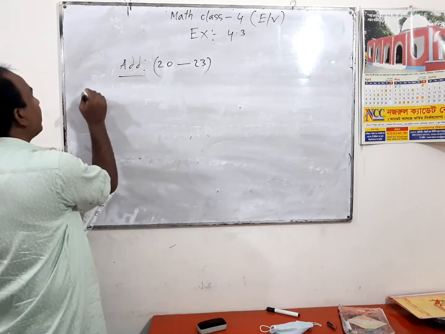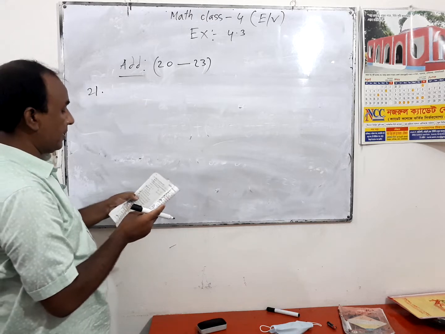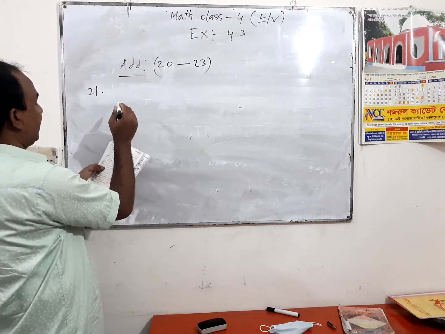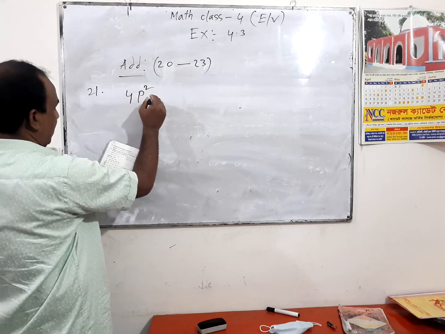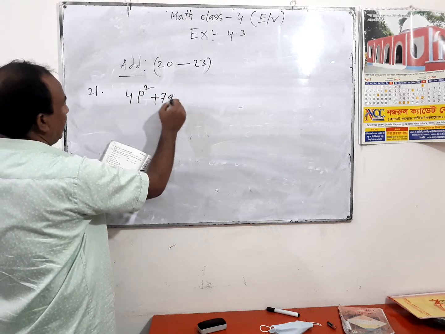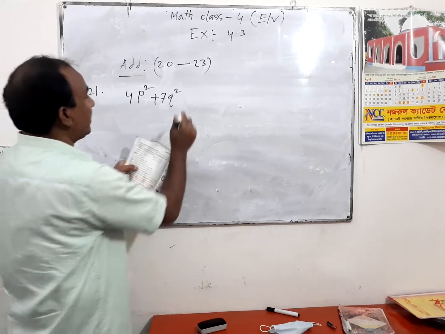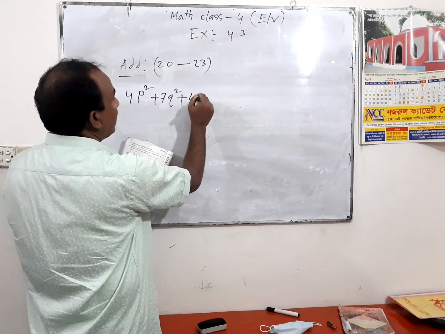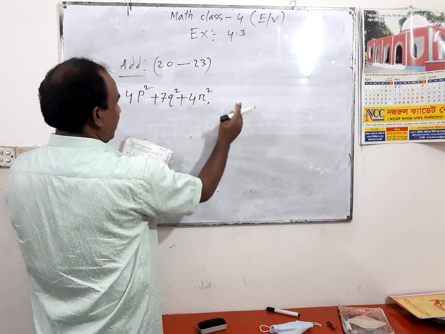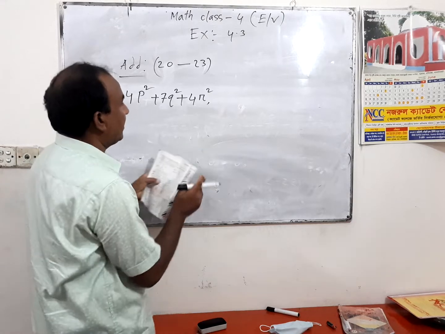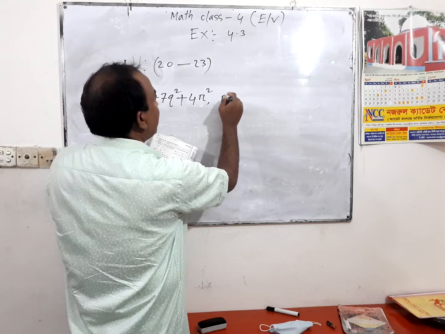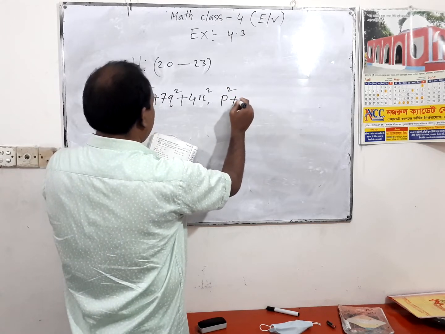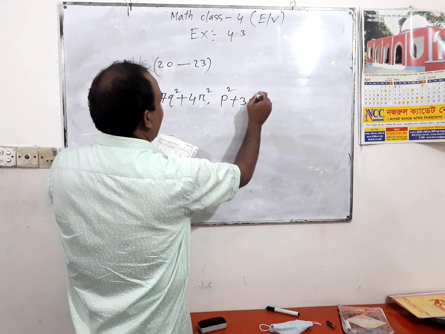Number 21. The first algebraic expression is 4p square, 7q square and 4r square. R is a capital letter, you know. The second expression is p square plus 3r square.